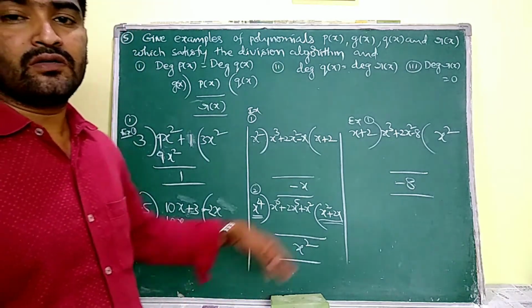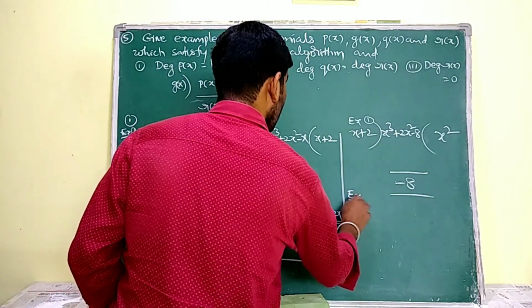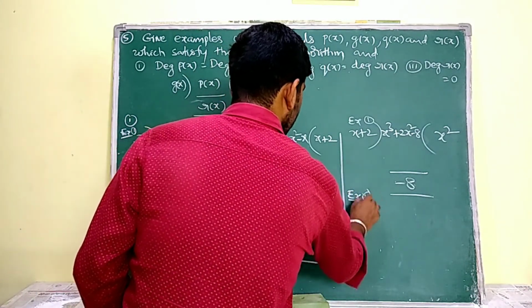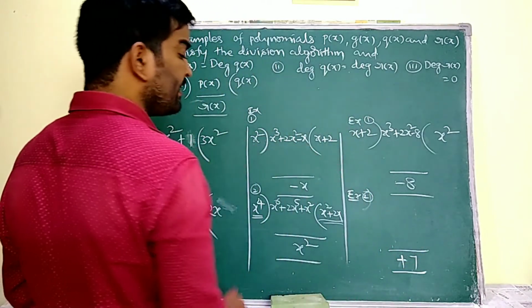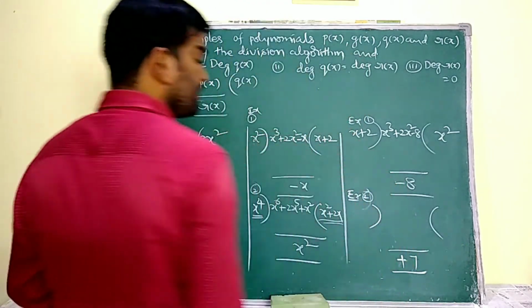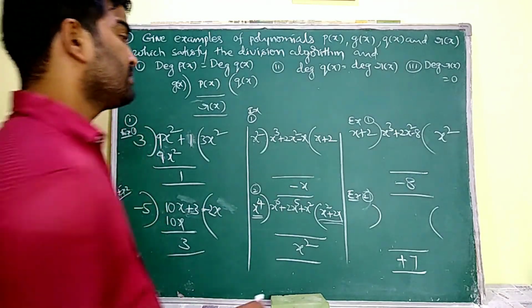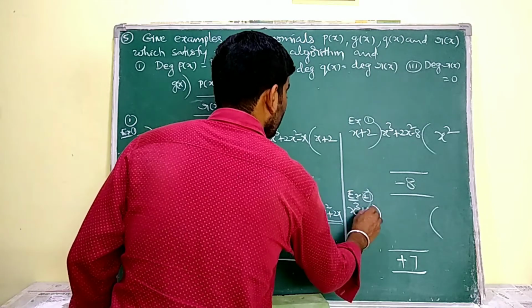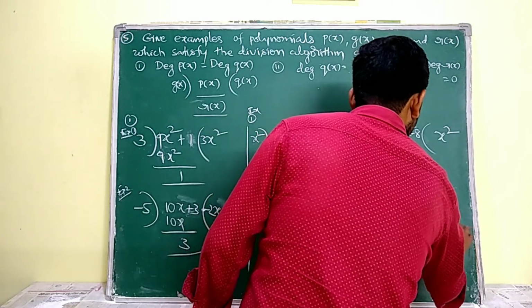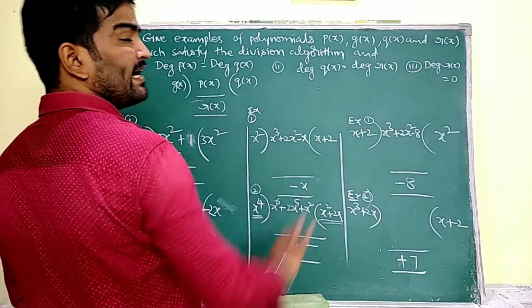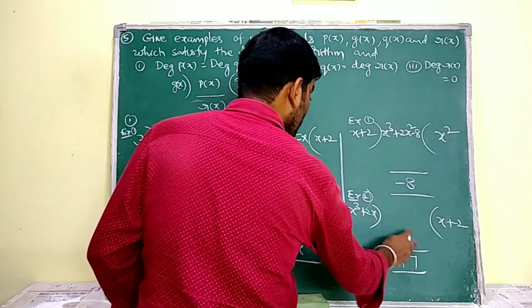So in this way you are going to write the examples for the polynomials. And another example: now write the remainder as 7. If the remainder's degree is 0, then the degree of the divisor is 0 or more than 0. So here I am going to write x cube plus 2x as the divisor, and I am going to write the quotient as x plus 2 only. You may take any polynomial as the quotient. Now multiply these two and add the remainder to obtain the dividend.